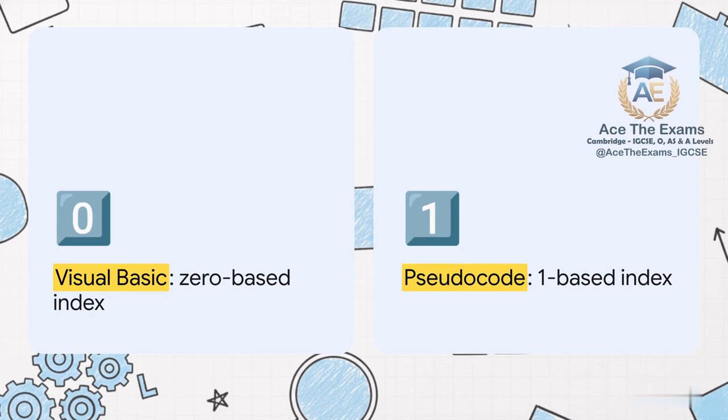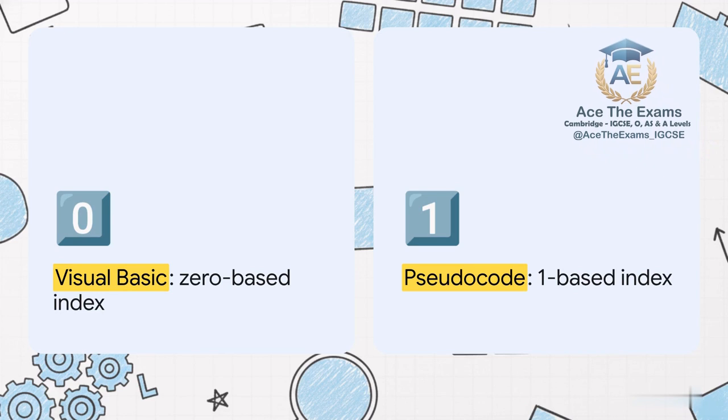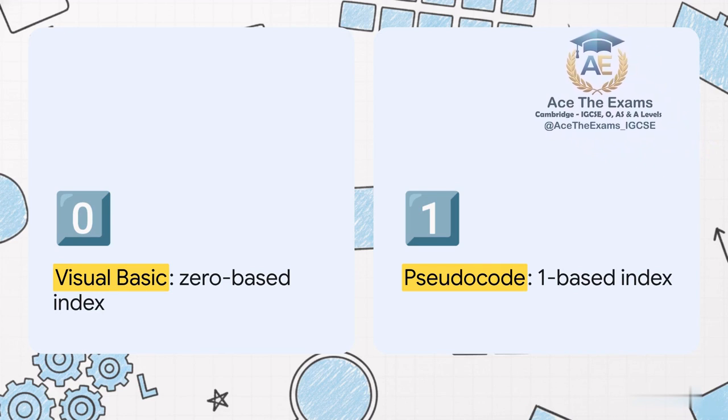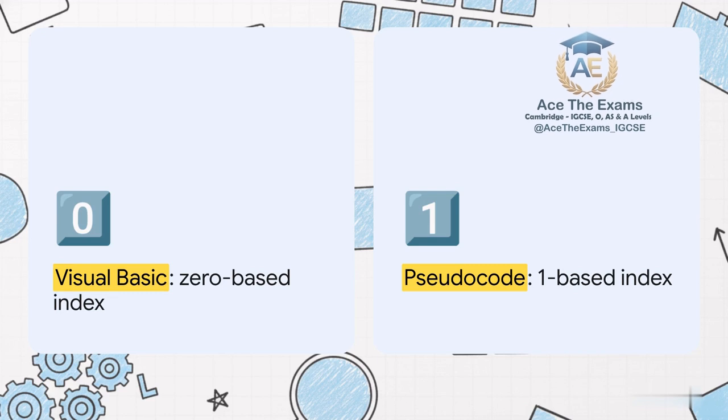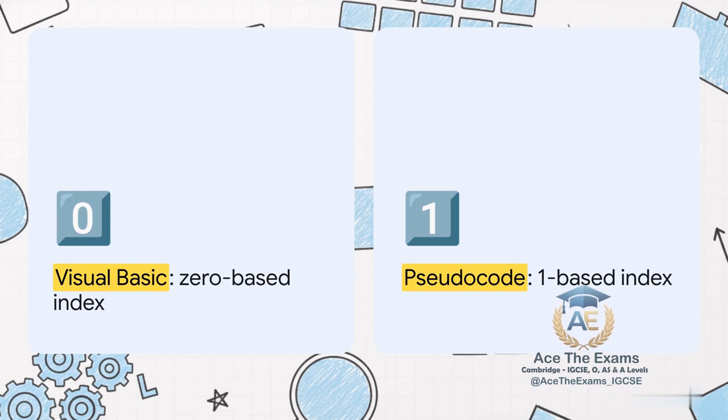But standard pseudocode typically uses a 1-based index, meaning the first character is at index 1. If you apply Visual Basic's zero-based logic to a pseudocode question, your entire program will be off by one character, and you will lose those marks. Read the exam question carefully to know which environment they are testing you on.